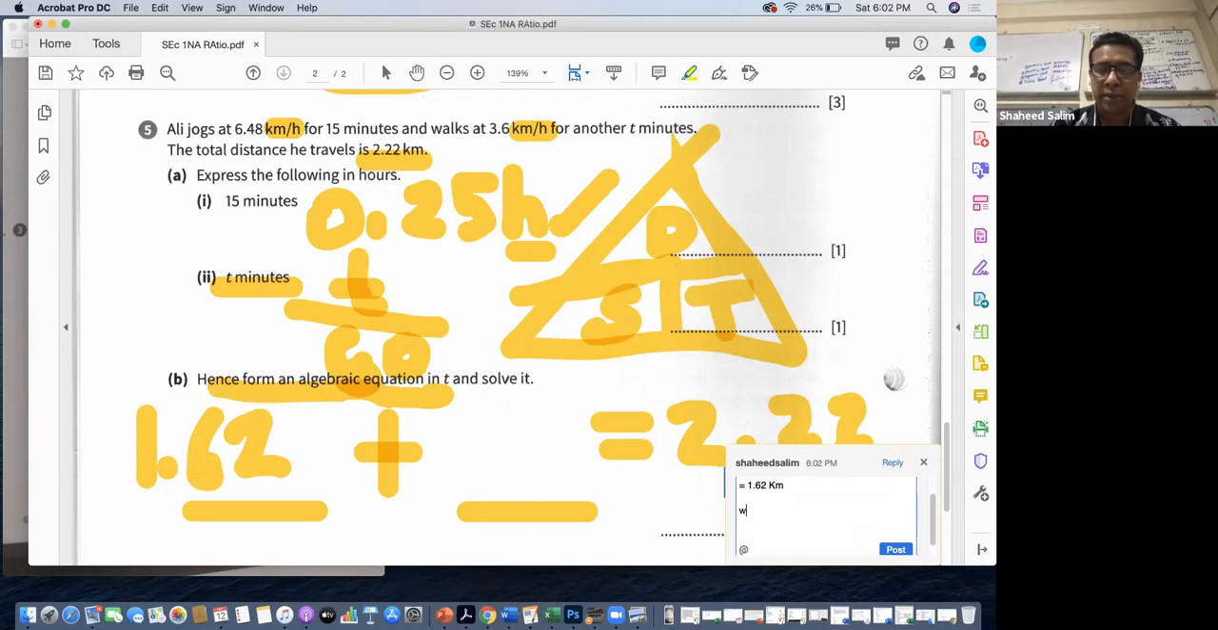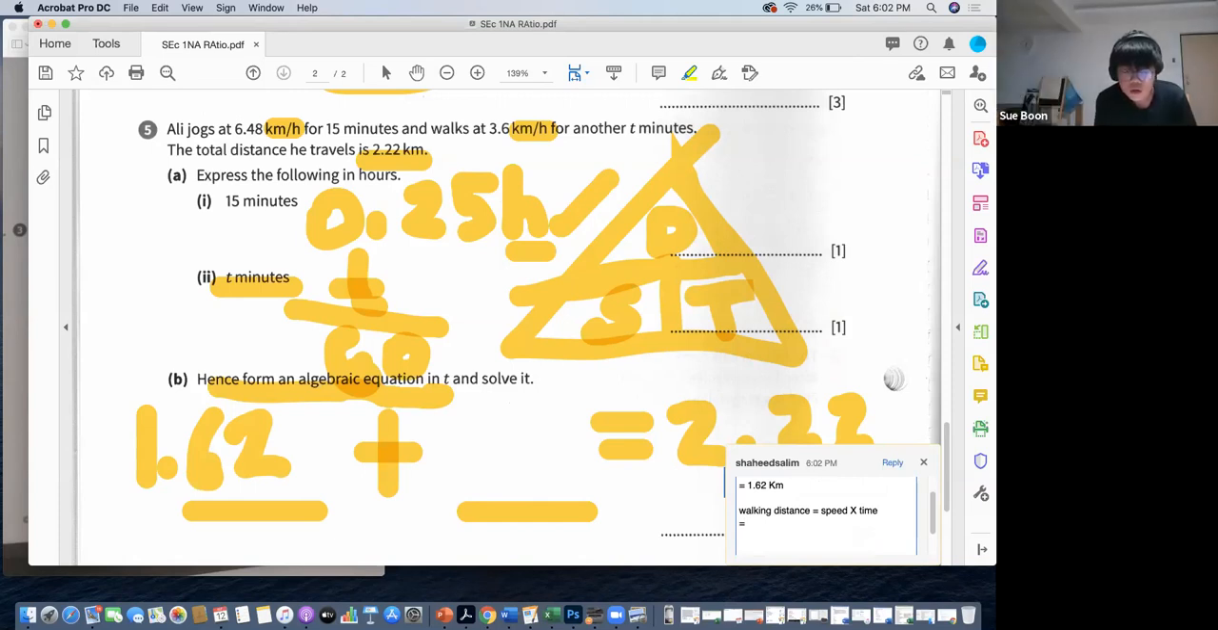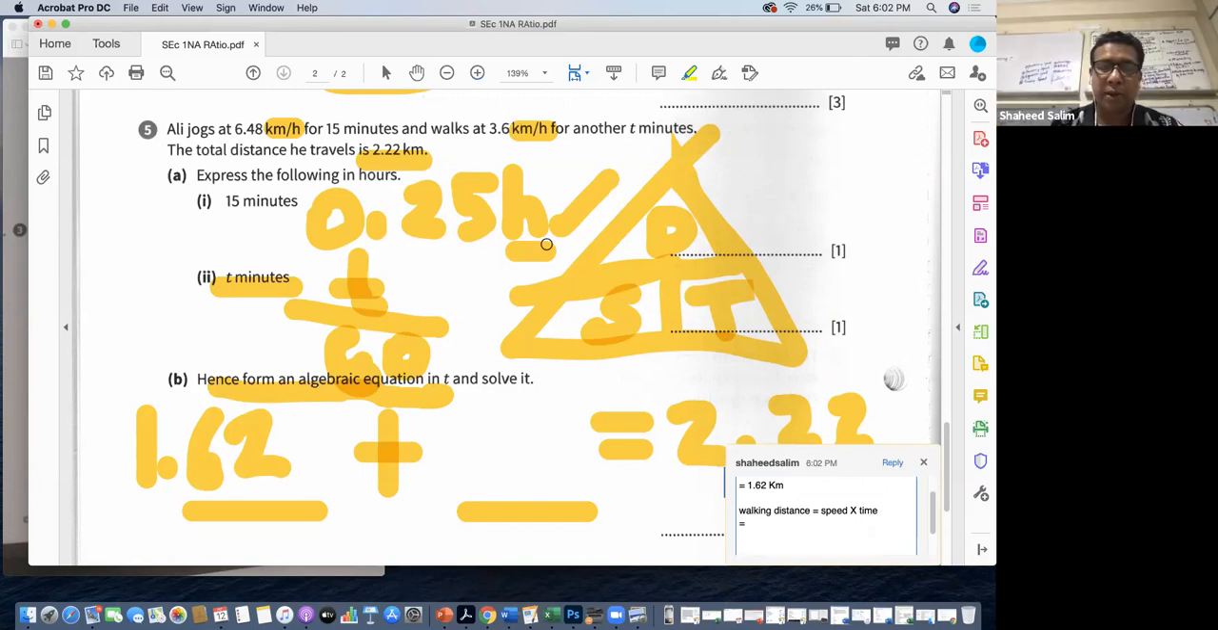What is the walking distance? Same. How do you find distance? Speed times time, correct? Same thing you told me a while earlier. So what is the speed for walking distance? T/60, that's the time. 3.6 is the speed, times by the time, T/60.